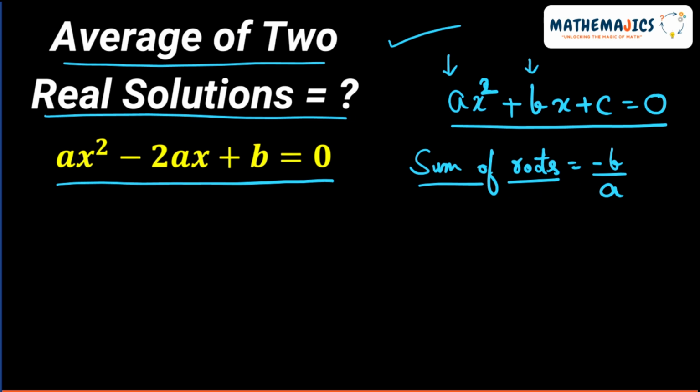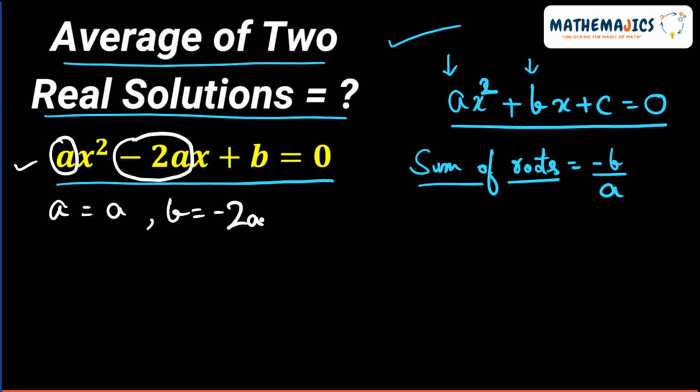Now in this case, the equation is different. What will be a here? A is a itself, yes. What is b in this case? B is negative 2a, yes. B is negative 2a, coefficient of x, correct?